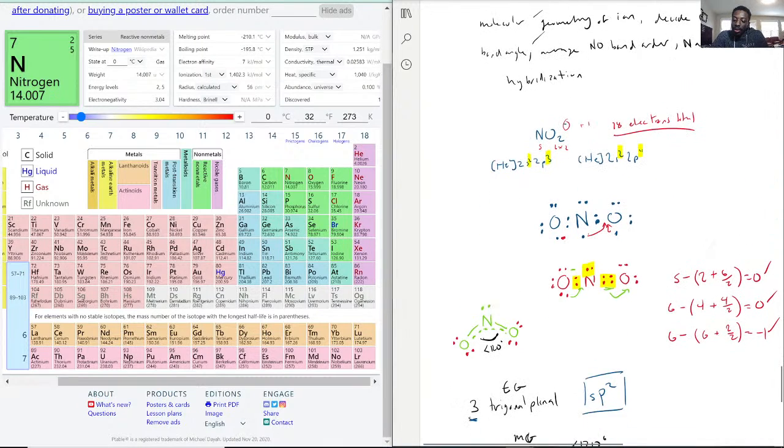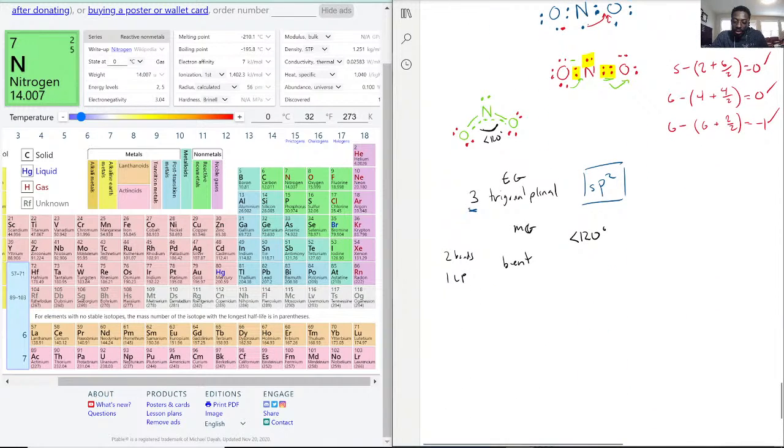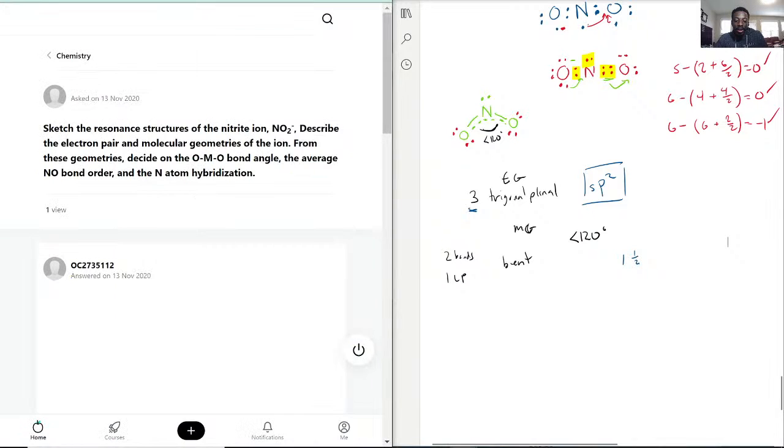Now, the average bond order. I'm not too familiar with this. I'm going to guess and say it's 1.5. Because in a sense it has 1.5 bonds in each part, because they keep sharing. It's not 1 bond here and 2 bonds there. It's kind of like 1.5 in each part. But I probably got this one wrong, but let's see how we did for the rest of it.